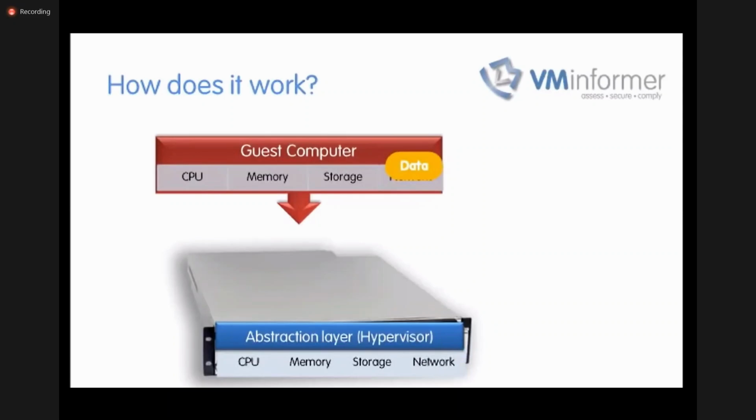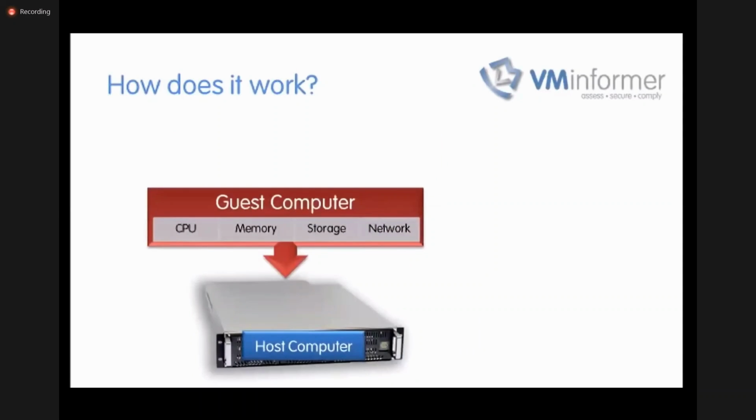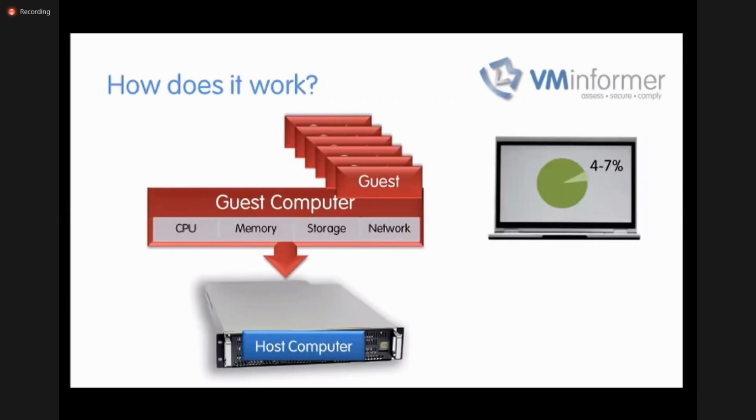Why would you do this? Well, simply because you can run many machines simultaneously over one physical hardware. So you can save money on hardware, consolidate management, reduce energy use, and it becomes a much more efficient use of resources. Most computers operate using between only 4 to 7% of their resources.